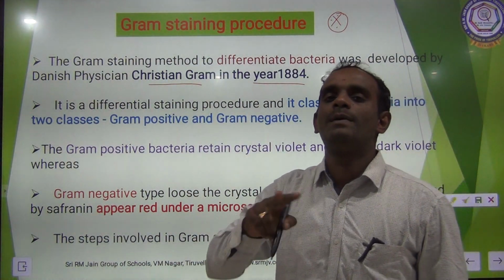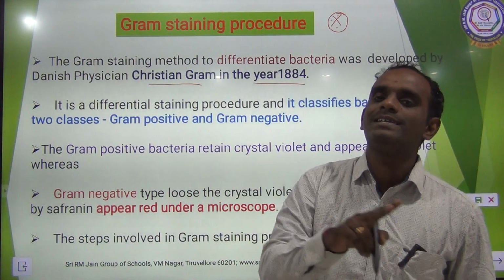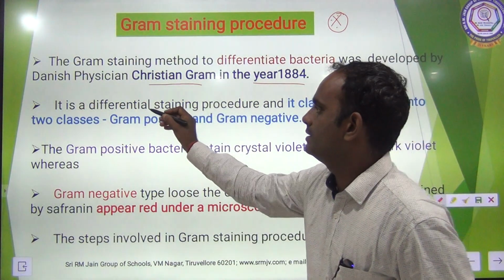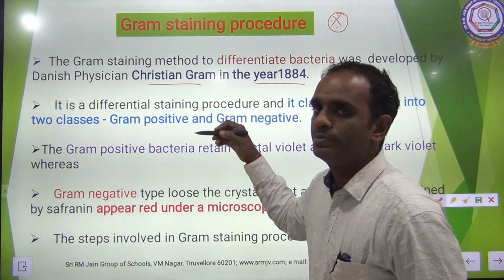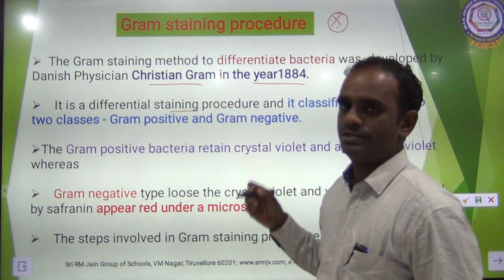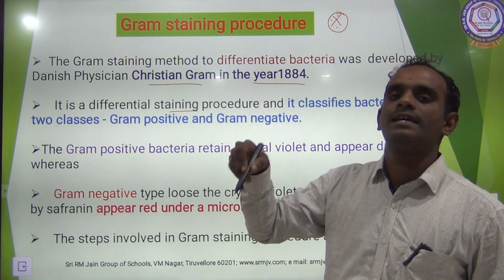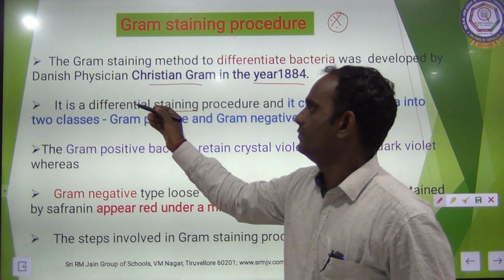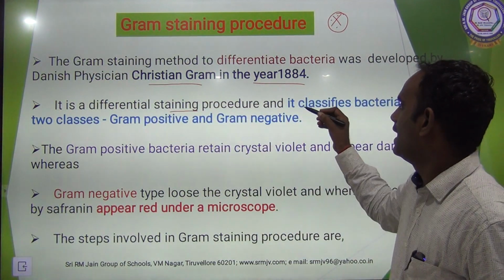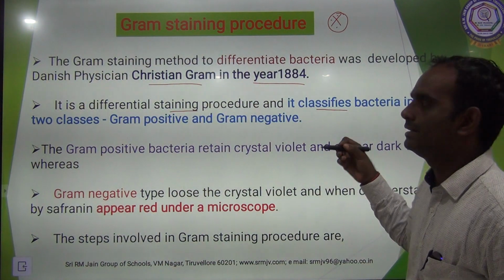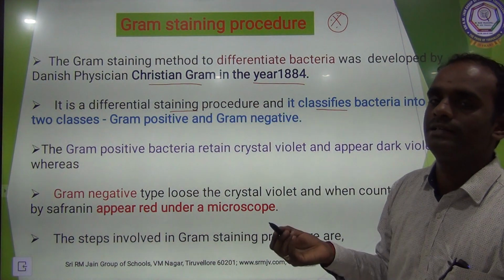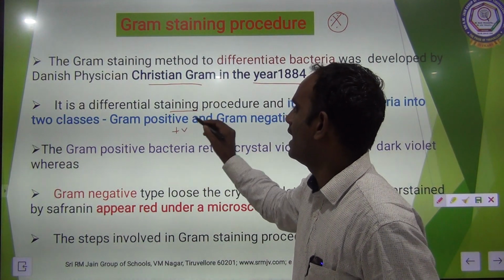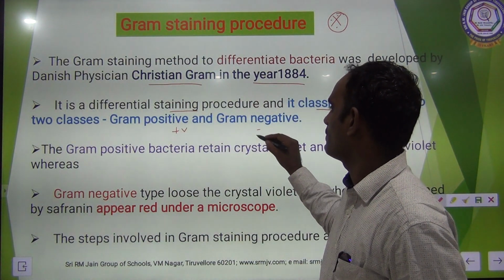To differentiate the bacteria into gram positive as well as gram negative. Okay, so it is a differential staining procedure. Staining means adding so many stains, coloring agents. It is a differential staining procedure, and it classifies bacteria into gram positive and gram negative.